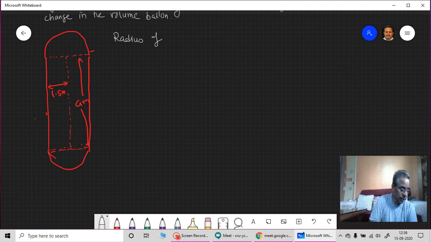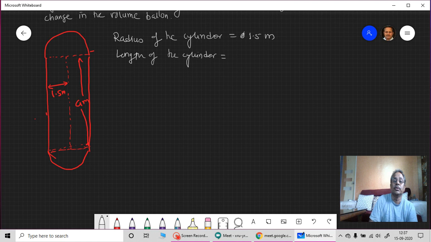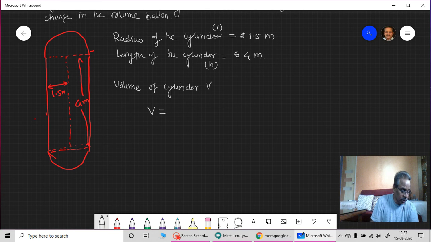The radius of the cylinder is given to be 1.5 meters. Length of the cylinder, that is height, is going to be 4 meters. This is h. I can call this small r and this small h. Now when I go for the volume of the cylinder, capital V, can anyone tell me what its volume is? Pi r square into h.